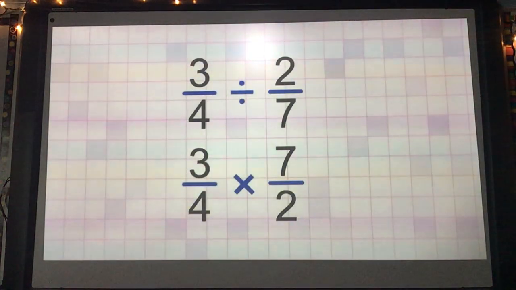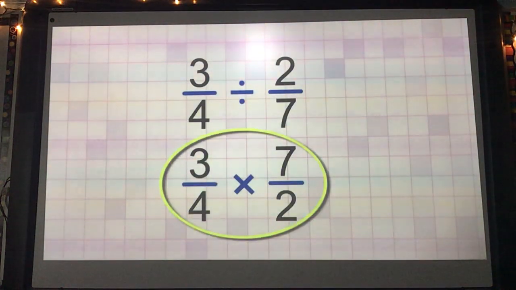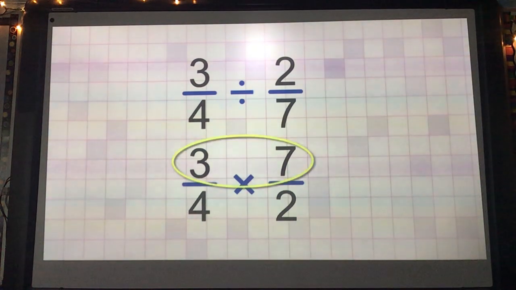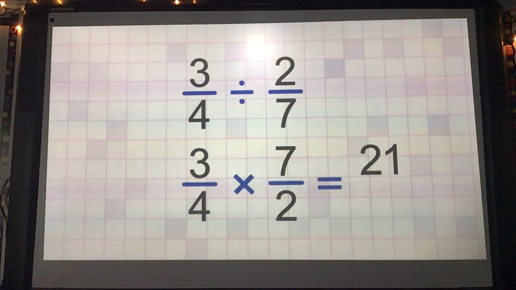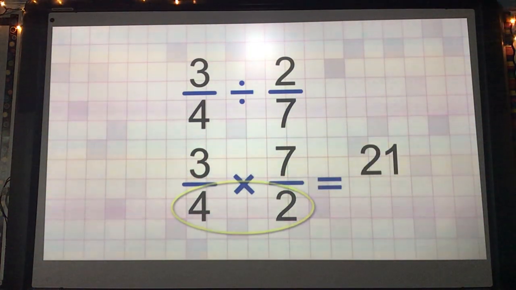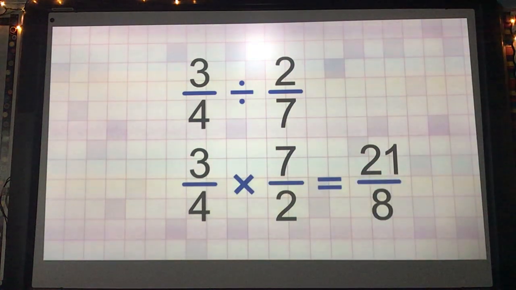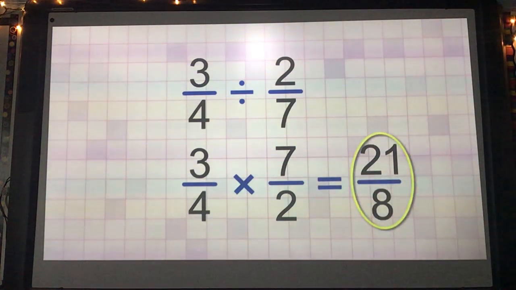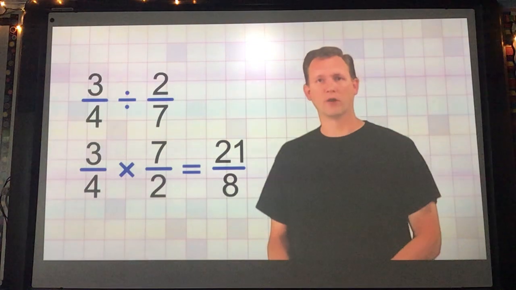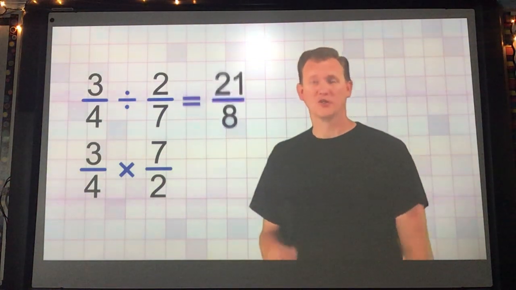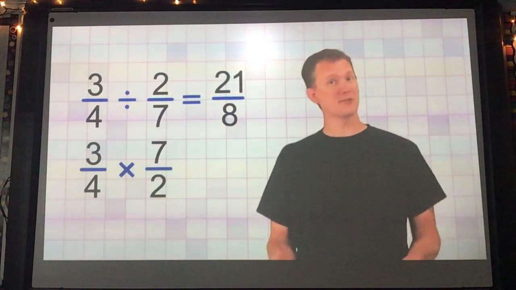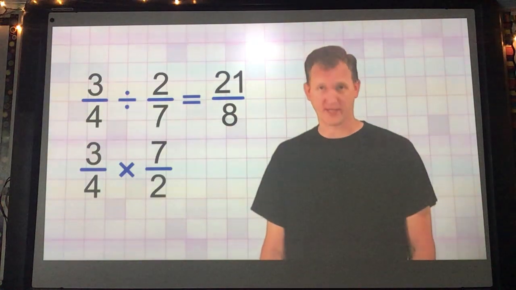Okay, now that our problem has been changed to multiplication, it's easy. Just multiply the tops, 3 times 7 equals 21, and multiply the bottoms, 4 times 2 equals 8. And we have the answer to our fraction division problem. So 3/4 divided by 2/7 is 21/8. So that's pretty easy, but let's try one more example.